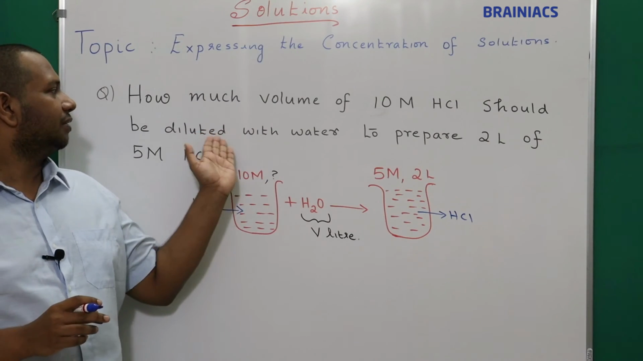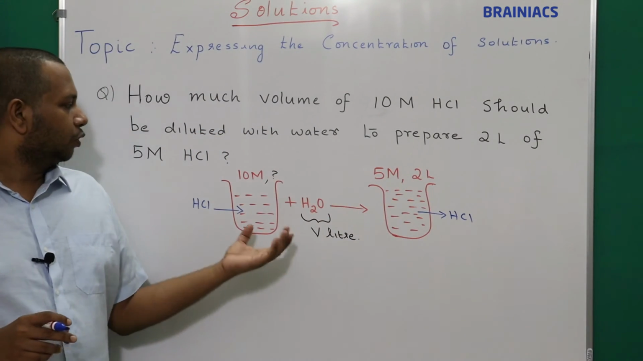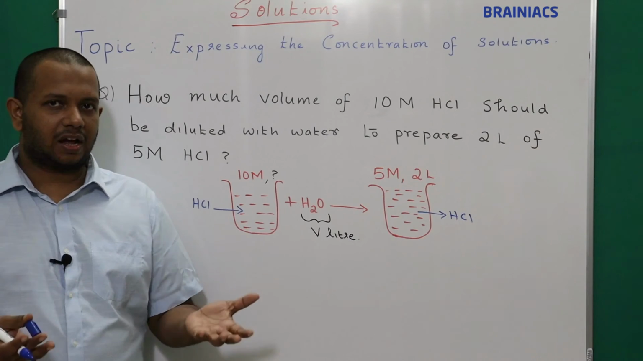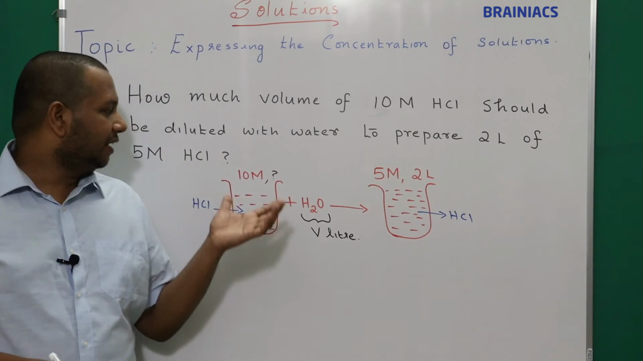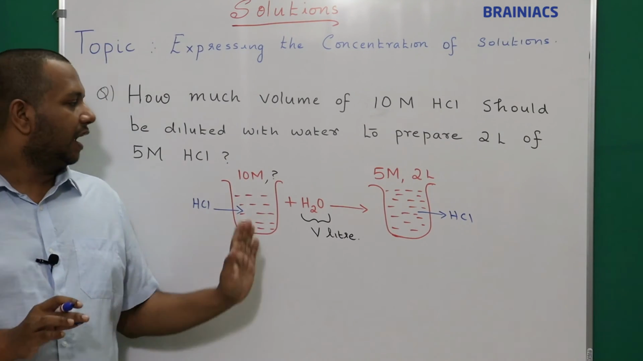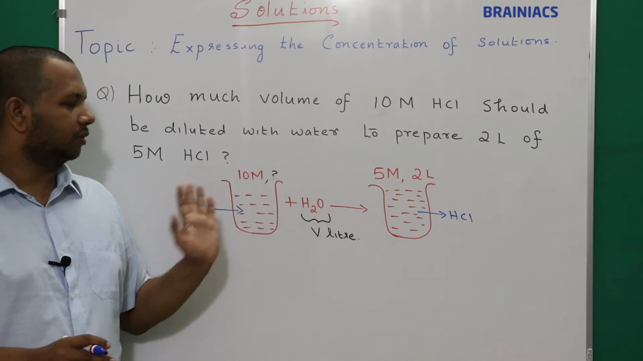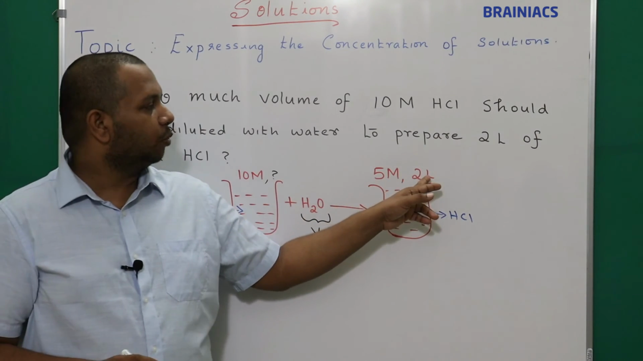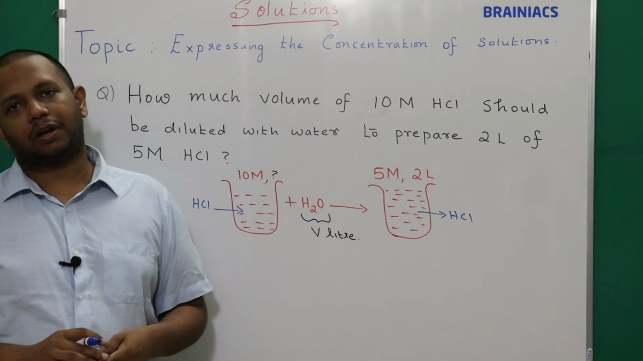So again, it is diluted, so I know it's a concept of dilution being applied here. Please understand, initially you have hydrochloric acid of molarity 10 molar, and there is a particular volume. I don't know what that volume is, it is not given in the question. They say they have added some water into it, so that the final volume becomes 2 liter, but the molarity changes to 5 molar.